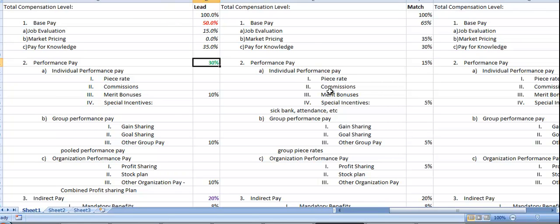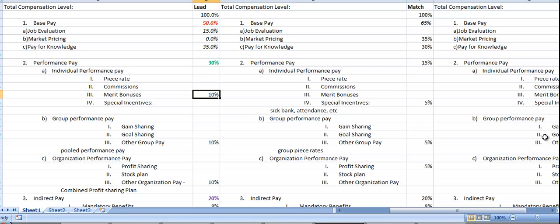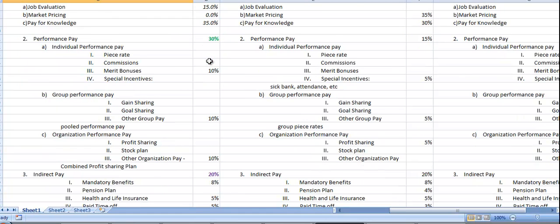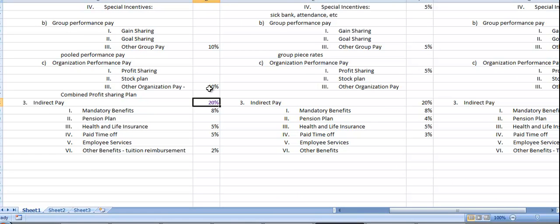Now, she also decided she wanted to use performance pay. She decided she was going to use an individual performance pay, merit bonus. She also wanted to incorporate group performance pay for her job family, which again, we don't know, right? And for organization performance, she decided she was going to use other, and she described that somewhere in her discussion. Now, for indirect pay, she decided that's going to be 20%.